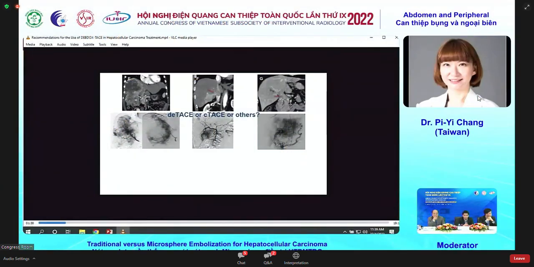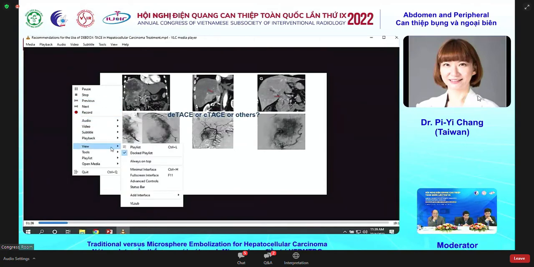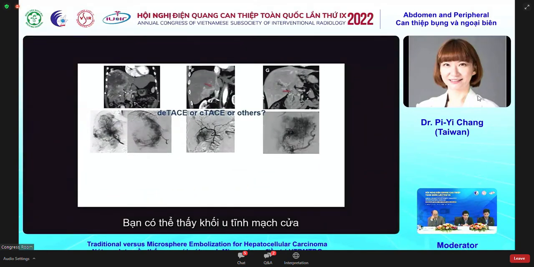These cases are all stage C HCC. They are more severe cases with abnormally large tumors. In case E, the tumor size is almost 21 centimeters. In case F, you can see the vessel invasion into the inferior vena cava. And for case G, you can see the portal vein tumor thrombosis. And for these cases, what kind of treatment would you choose? DEBDOX-TACE, CTACE, or others?